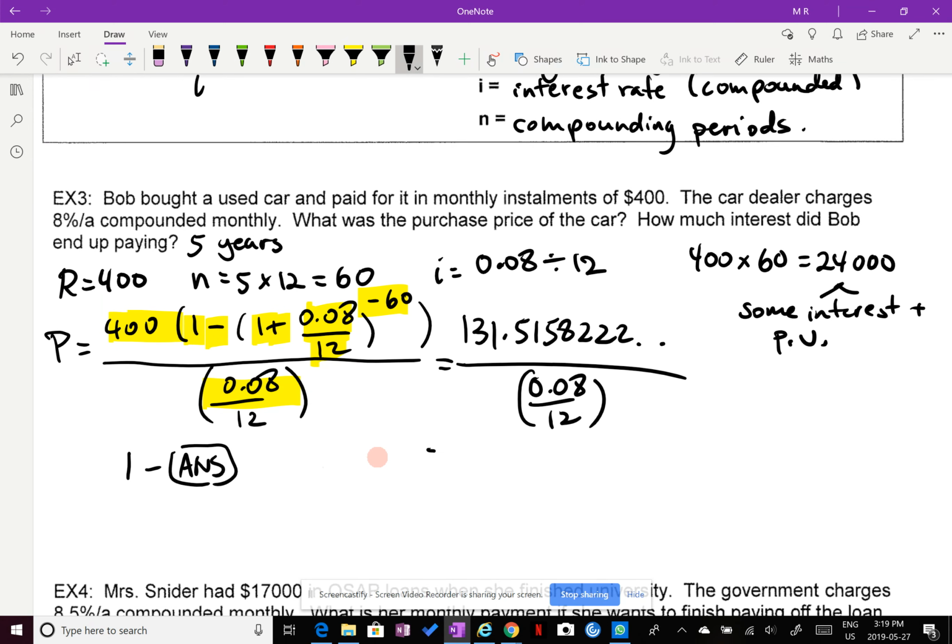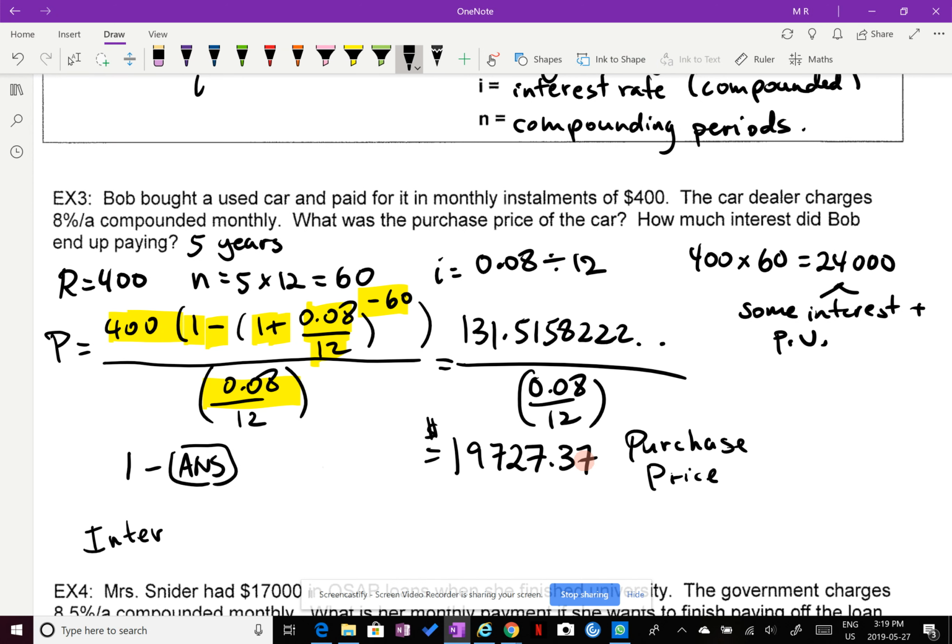So here it is, $19,727.37. So the purchase price of that car was $19,727.37. That's your purchase price. But Bob didn't have the money to purchase it, so he borrowed money and he paid that $400 monthly installment. So he paid $24,000 in total. So the difference between $24,000 and $19,727, that's the interest. So the interest that Bob paid.